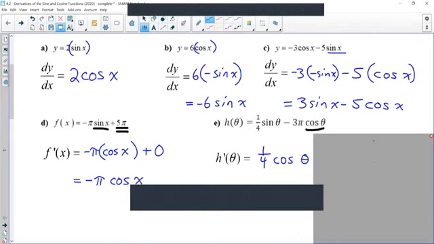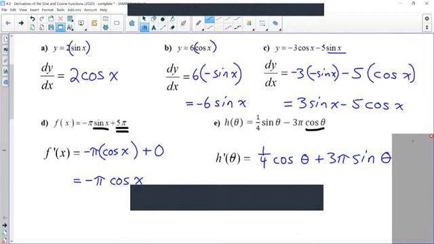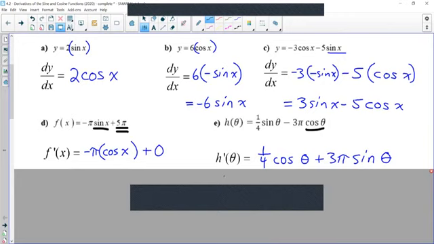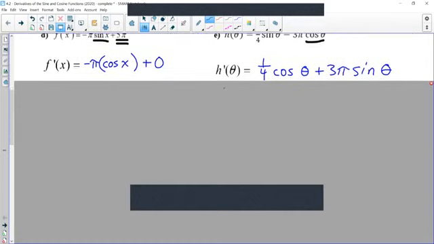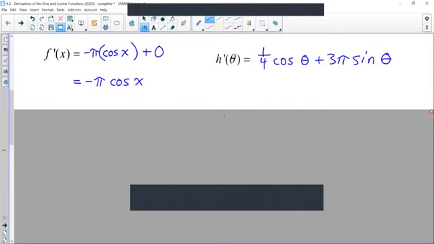Derivative of cos is negative sine. Now, if you're wondering what happened to the negative sign, well, this was a negative. The derivative of cos produces a negative, so two negatives produce a positive. So I just jumped a little bit ahead. Hopefully that doesn't bother you too much.